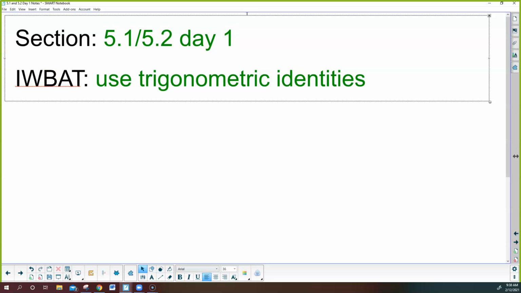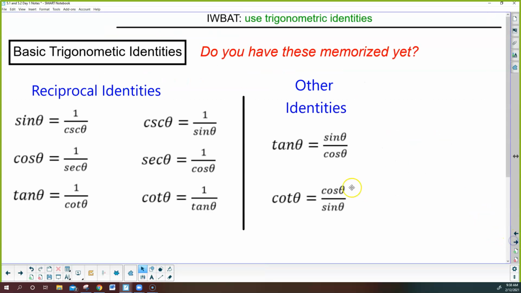Okay, so we're going to start here. I'm going to tell you guys to take a screenshot of this because we have these in our notes from before. However, the big question is, have you memorized these?